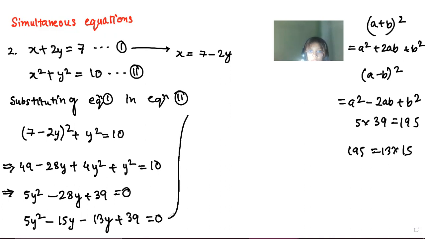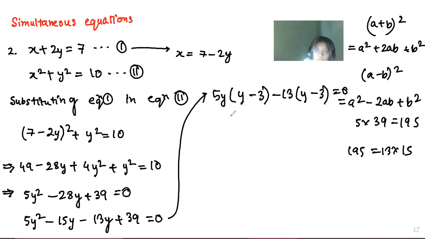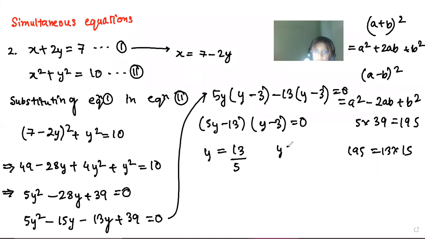I'm continuing this from here. Let's take 5y common: y minus 3. Let's take 13 common: 5y minus 13, y minus 3 equal to 0. Then y is equal to 13 by 5, and y is equal to 3.